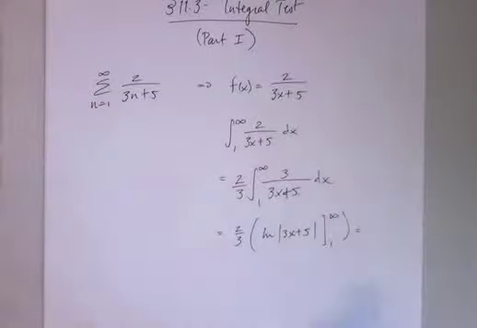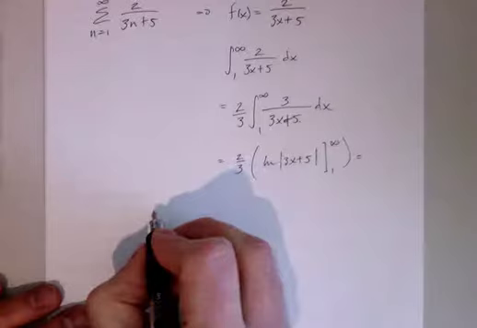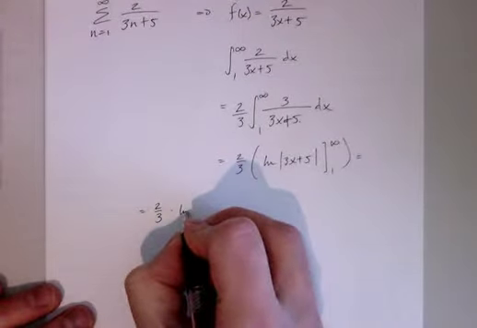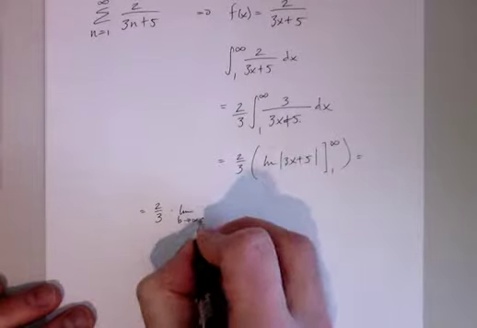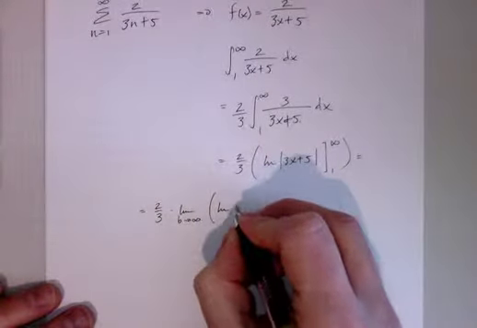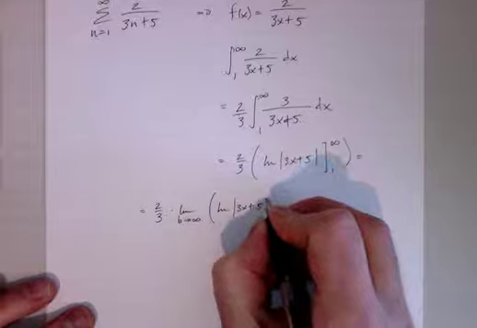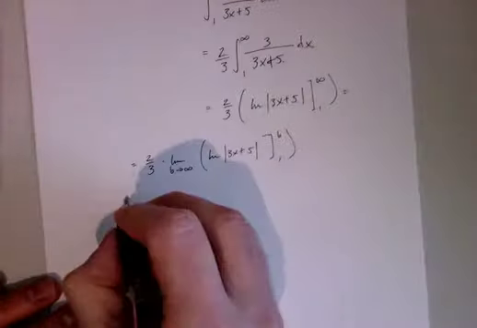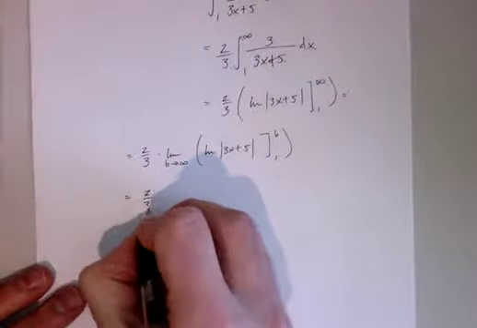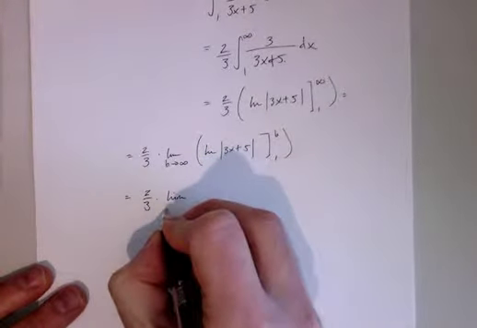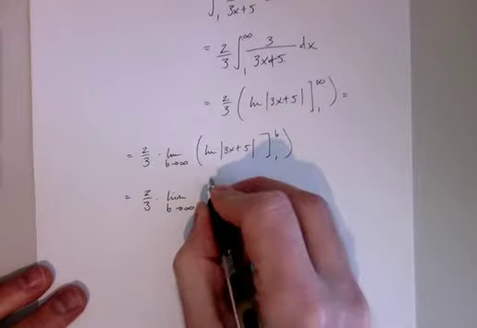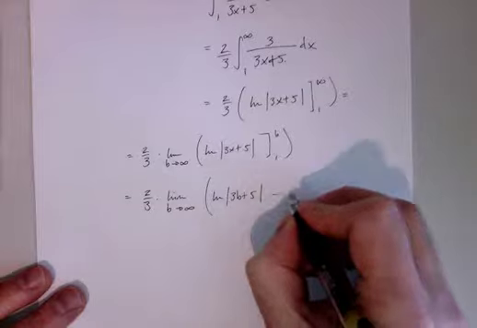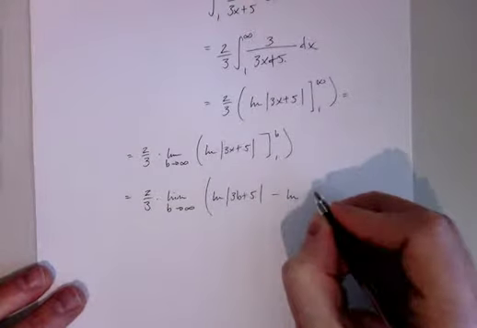But remember, when I'm doing an improper integral, I actually need to use limits. So it's actually 2/3 times the limit as b approaches infinity of the natural log of 3x plus 5 from 1 to b. Once I've done that, I know that it's 2/3 times the limit as b approaches infinity of the natural log of 3b plus 5 minus the natural log of what?